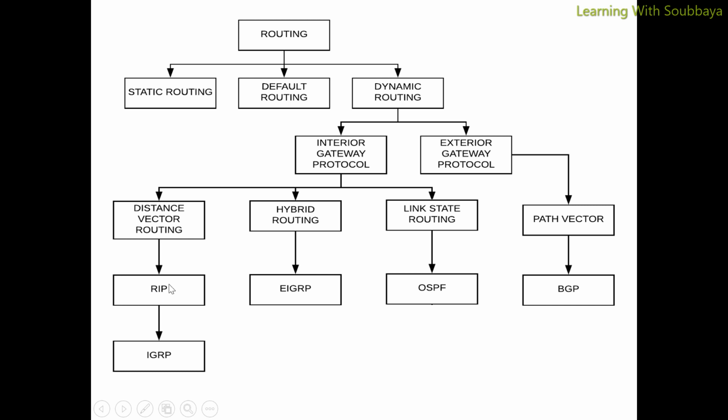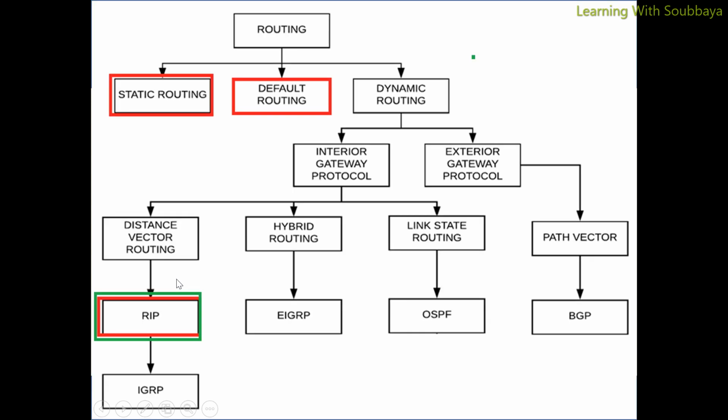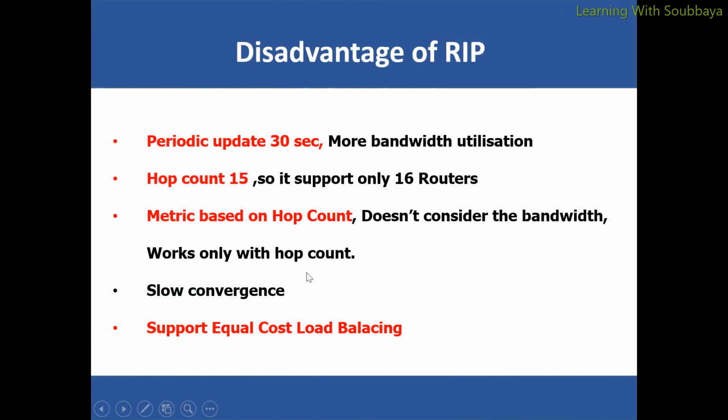But the RIP protocol has some drawbacks. What are the drawbacks in the RIP protocol? Periodic update: it sends the complete routing table to its neighbor every 30 seconds, periodically. After the router learns the routes, it again sends the routing update to its neighbor. So that is a drawback here.